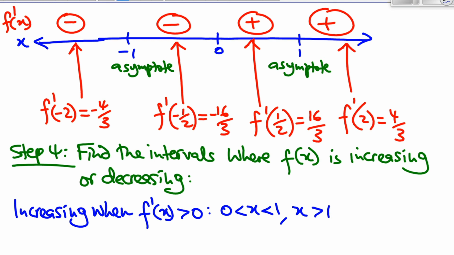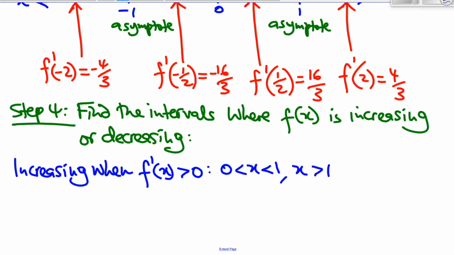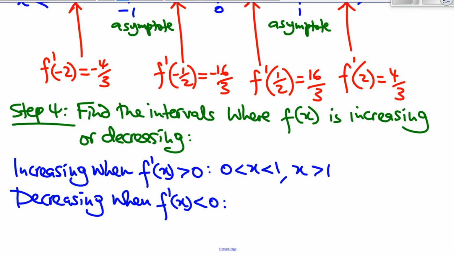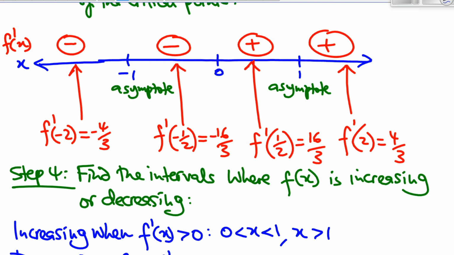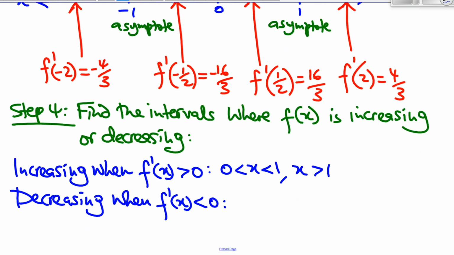Okay. Decreasing when f dash x is less than 0. When is it less than 0? To the left of -1 and between -1 and 0. So that will be between -1 and 0, and when x is less than -1.